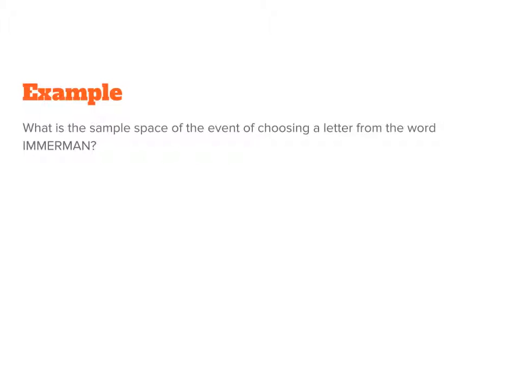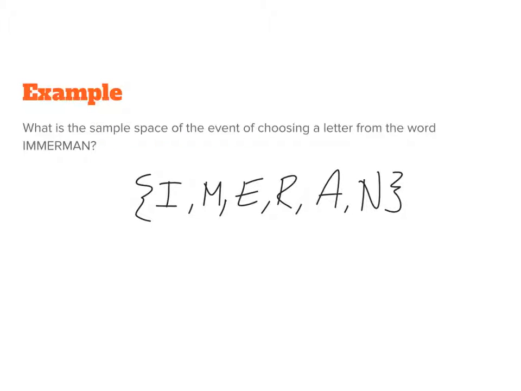If we're given the word Immerman and we're asked to provide the sample space for Immerman, the different choices we have are I, M, we don't list M a second time, E, R, we already have an M, A, and N. So again, even though there are 8 letters in Immerman, there's only a sample space of 6 because M is used 3 times, but we only list things once in the sample space.